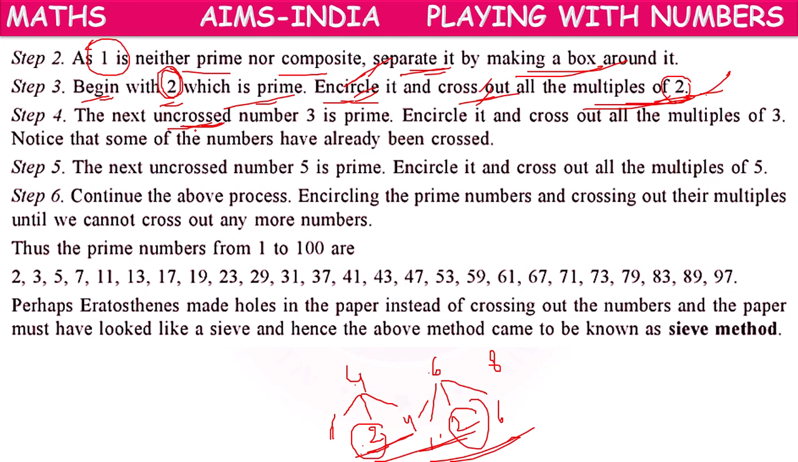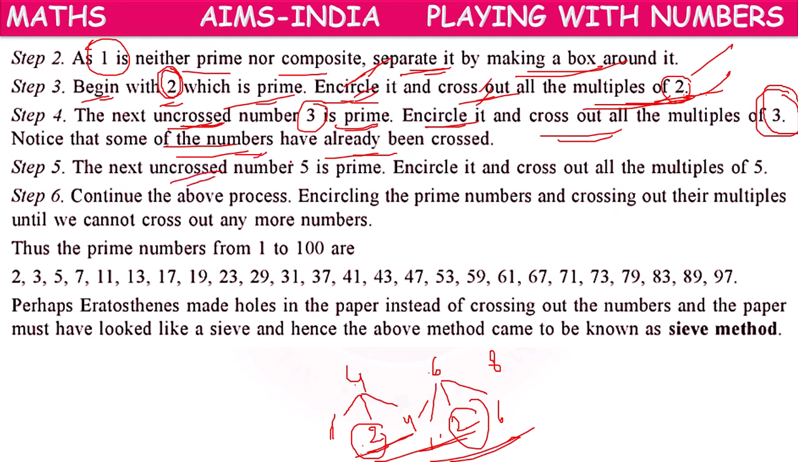Next, we have to take the next uncrossed number 3, which is a prime number, and we have to encircle it, and we have to cross out all multiples of 3. Some of them might be already crossed out because of 2. Multiples of 2 we already crossed out. Now we are crossing out multiples of 3.